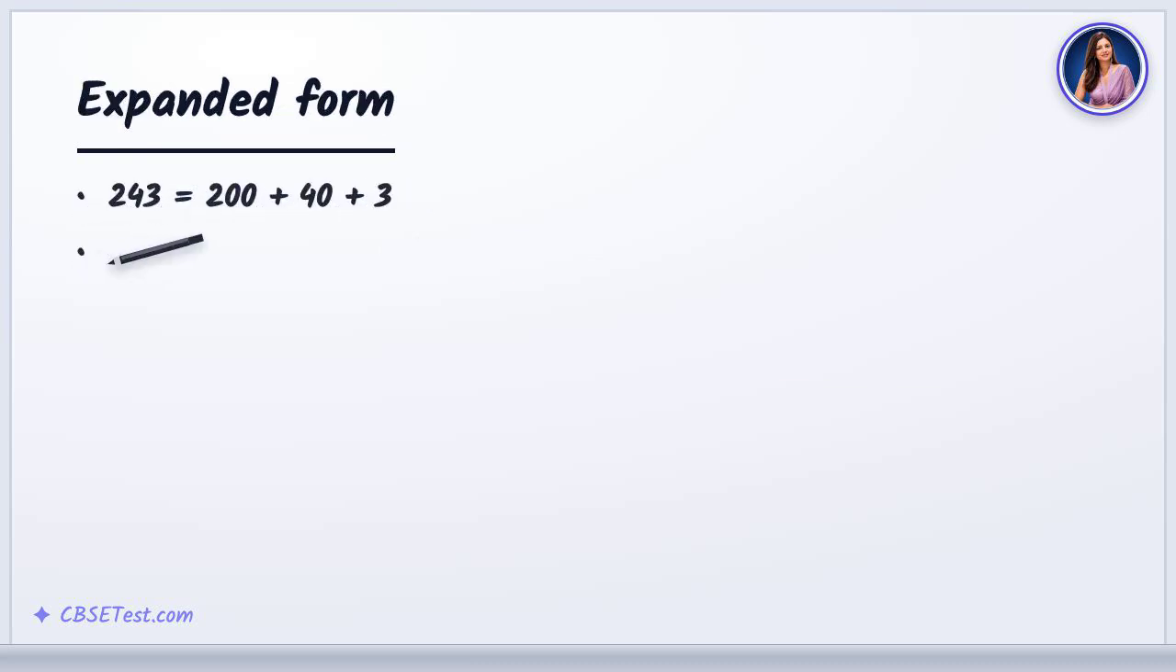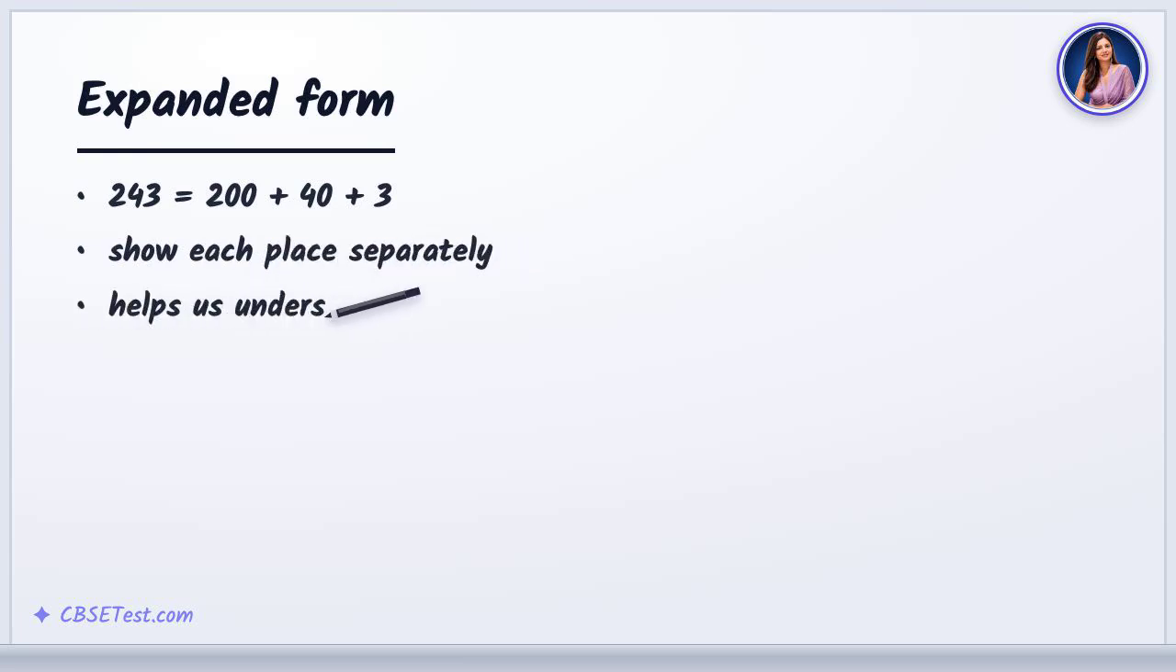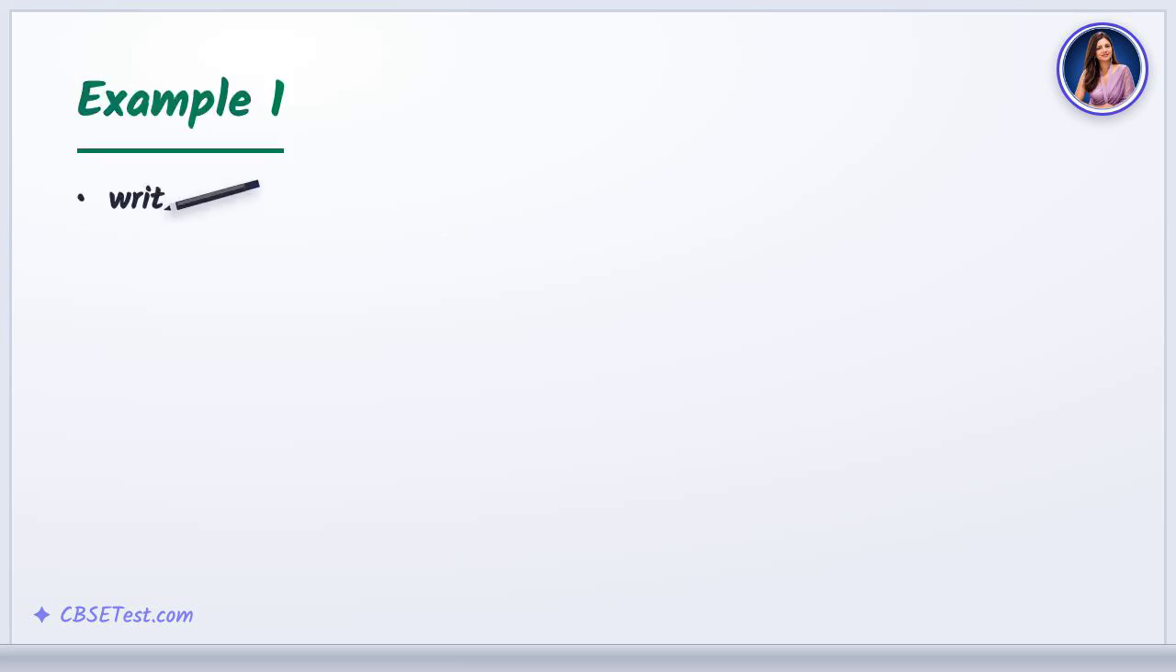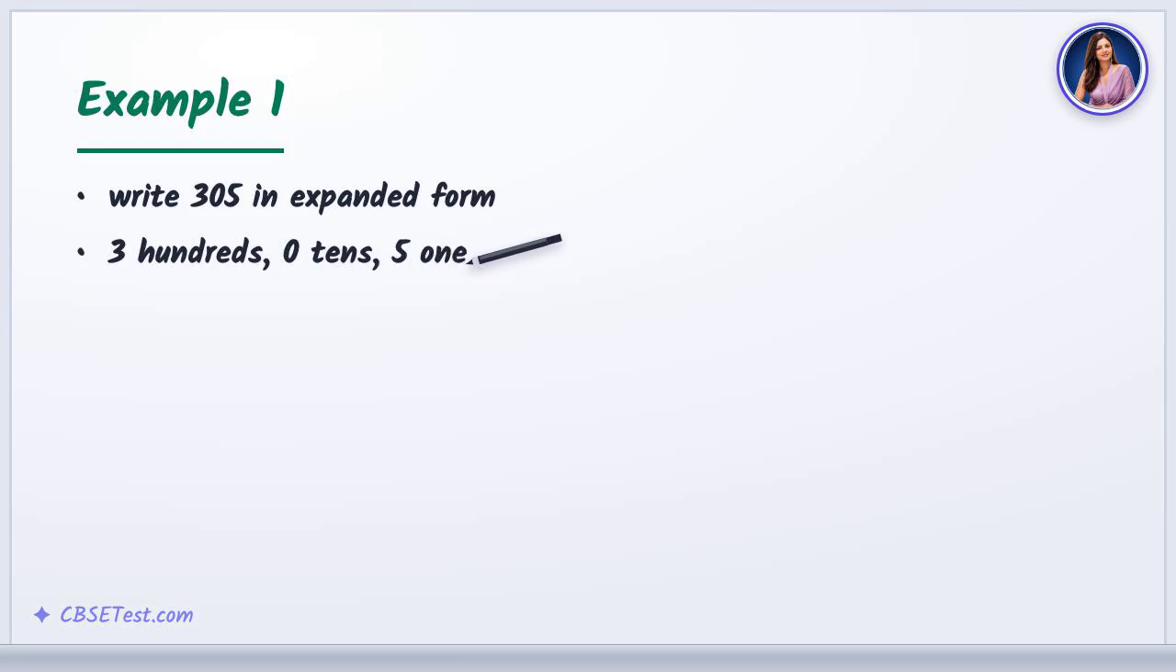Expanded form breaks a number into its places. 243 is 200 plus 40 plus 3. 305 has 3 hundreds, no tens, and 5 ones. In expanded form, 300 plus 5.